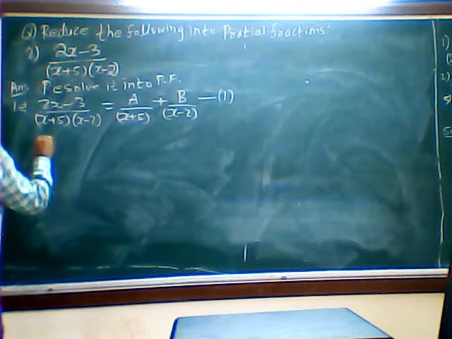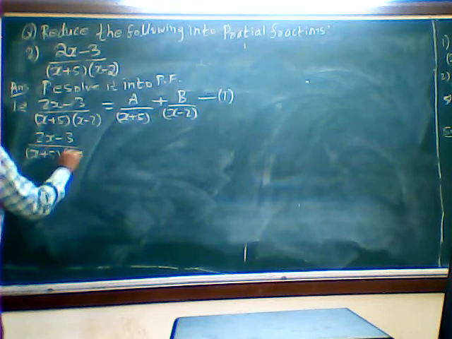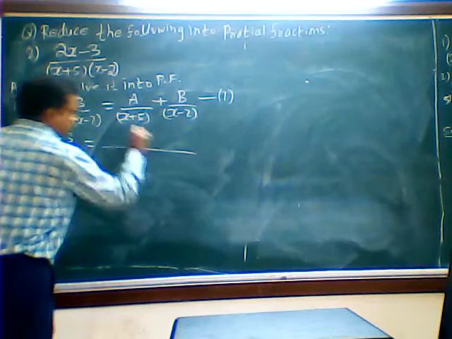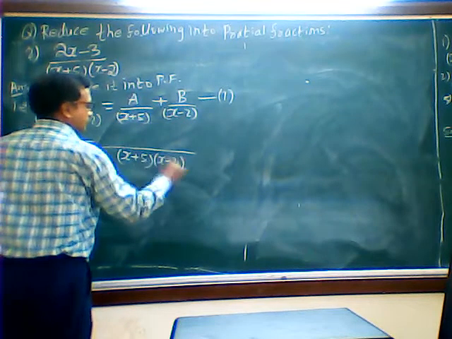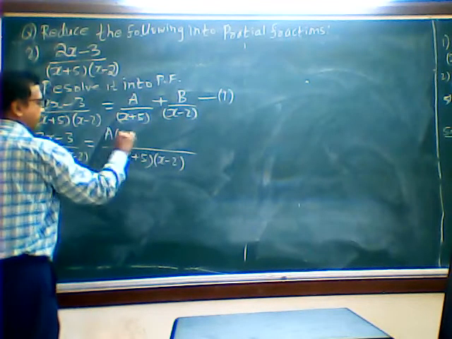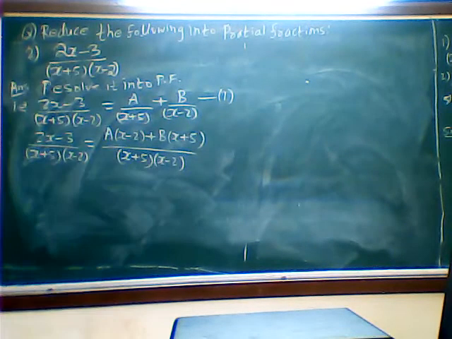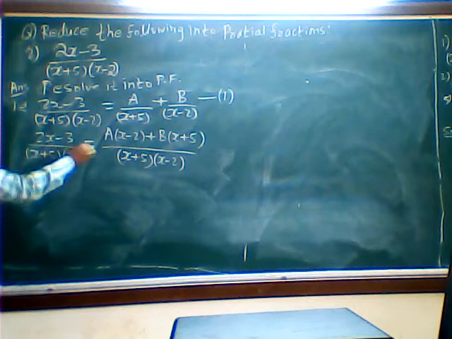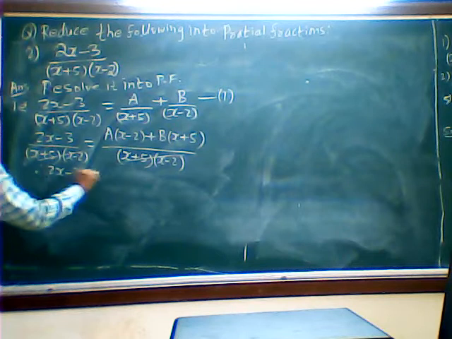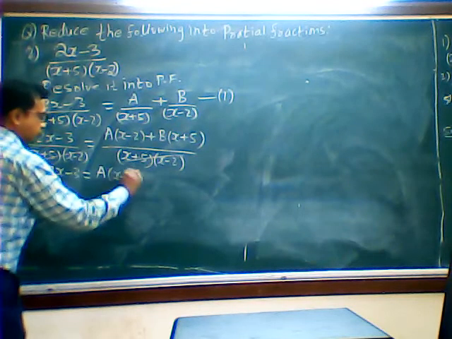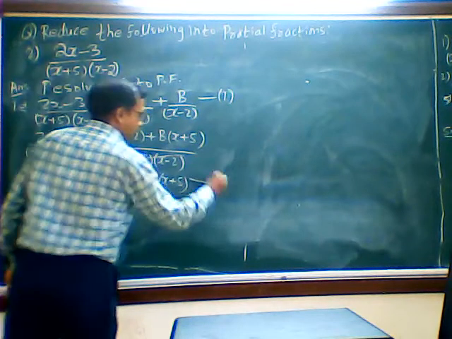Now again the same way I will copy this side. Then here I have to take these two brackets as LCM. A into (x minus 2) plus B into (x plus 5). Okay, again the same procedure, we will cancel the denominators. Then I will get, therefore, 2x minus 3 is equal to A into (x minus 2) plus B into (x plus 5). That is my equation number 2.